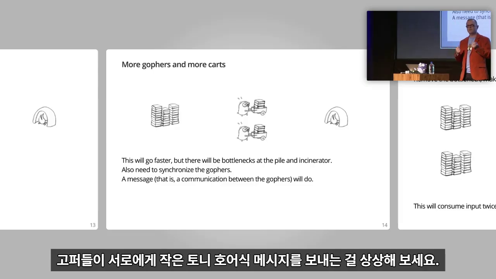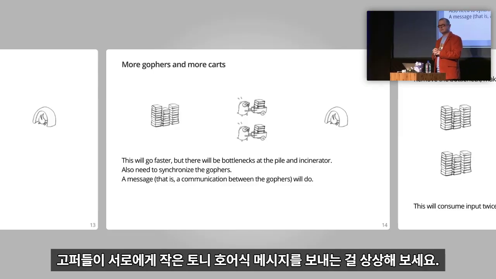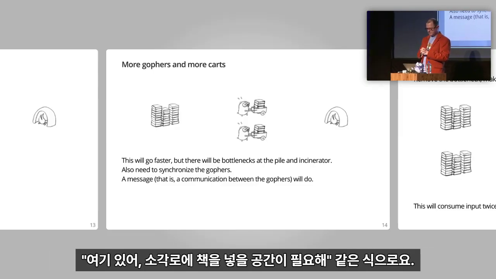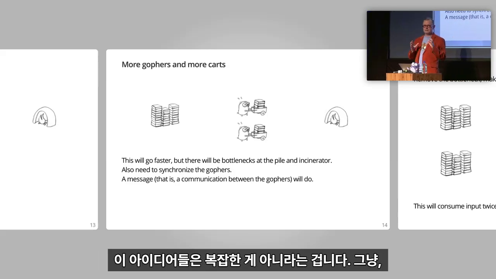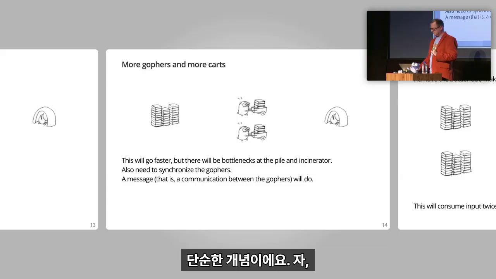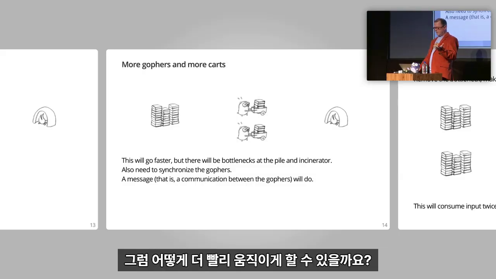So you can imagine the gophers sending each other little Tony Hoare messages saying, here I am, I need space to put the books in the incinerator, or whatever it is. But you get the idea. This is silly, but I want to make it really clear. These ideas are not deep. They're just good. Okay, well, how do we make them go faster?